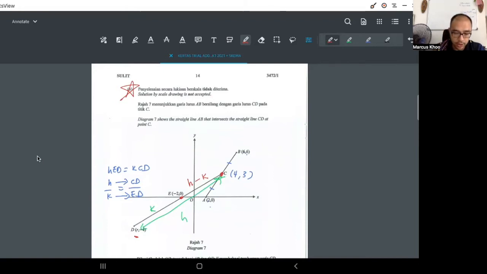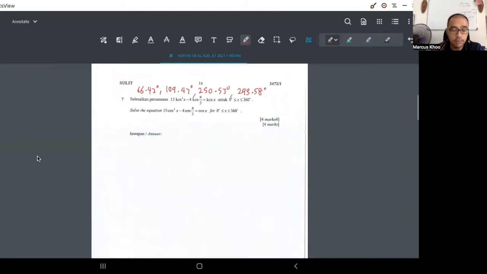All right, let's continue. Question number 7. Okay, solve the equation 15 cos squared x minus 4 cos pi over 3 equals to cos x. Okay, for 0 to 360. Now, one thing very interesting is that this one, 4 cos pi over 3, is a number, it's not even this one. Okay, so remember that pi equals to 180 degrees. So pi over 3, okay, will be 60 degrees. Okay, and so cos pi over 3 will be cos 60 lah, bahkan.